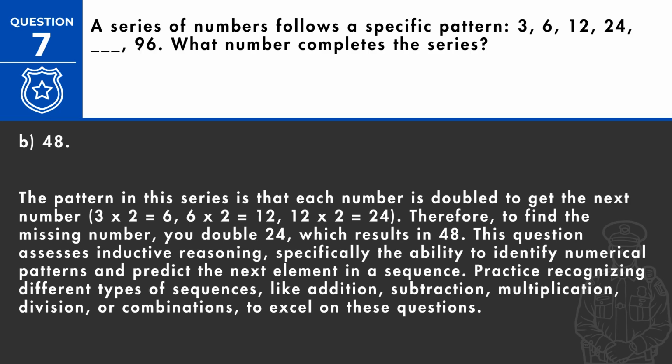Answer. B. 48. The pattern in this series is that each number is doubled to get the next number. 3 times 2 is equal to 6, 6 times 2 is equal to 12, 12 times 2 is equal to 24. Therefore, to find the missing number, you double 24, which results in 48.